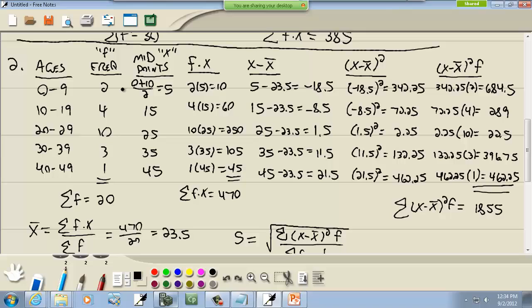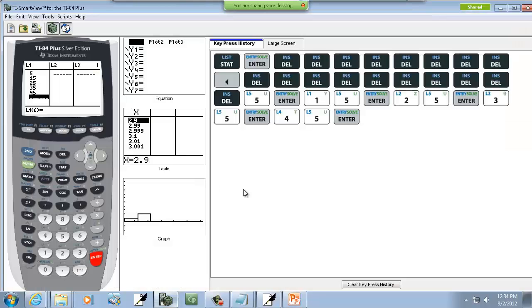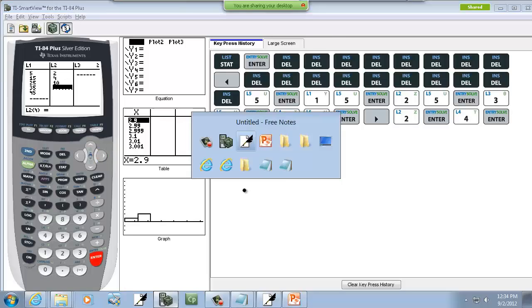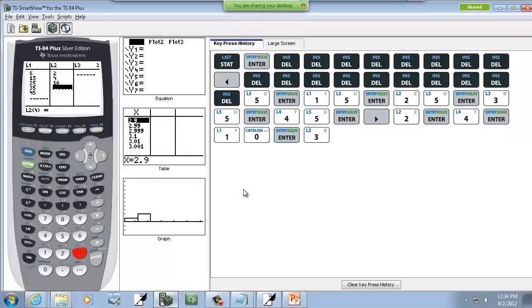So our frequency was right here: 2, 4, 10, 3, 1. So I'm going to right arrow over. 2, 4, 10. I'm pressing enter after each one. 3 and 1.